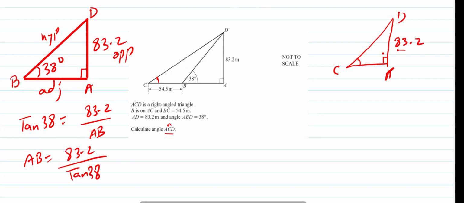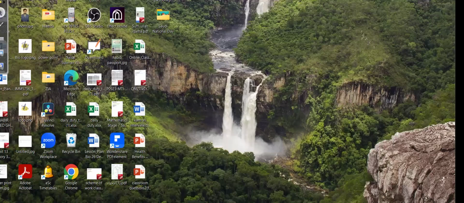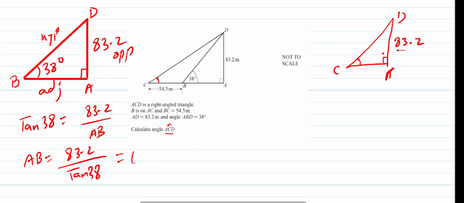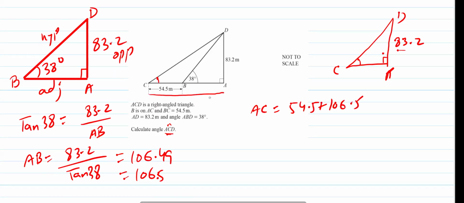Let's calculate this: 83.2 divided by tangent of 38. Every time, please make sure the calculator is in degree mode. It is 106.49. Sorry, it's not degrees, it is just the side, 106.49. You can say 106.5, because this side is in one decimal place, so keep this also in one decimal place. Even if you keep it the same, no problem. So what will be the total AC? AC will be 54.5 plus 106.5, because I need this full AC. Then I will be able to do this.